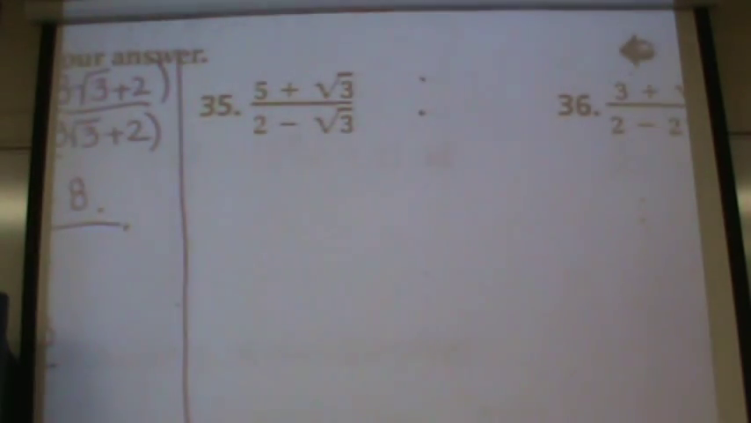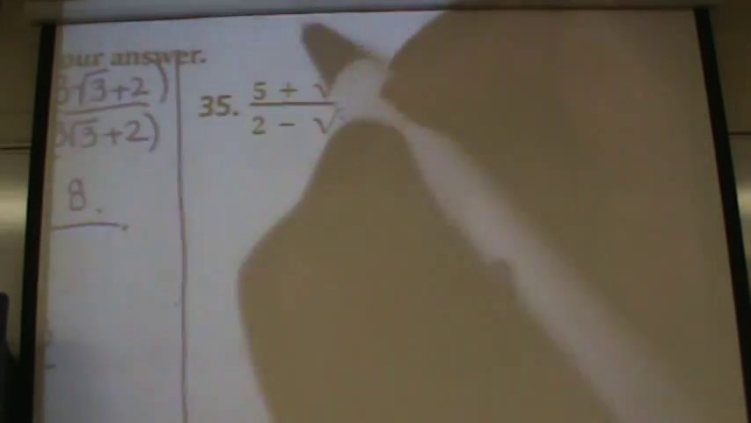Next one. How come this stuff seems 10 times easier than yesterday's work? It does? Yeah. Wow, and this is the hardest. It's good then. I mean, it's like easy.